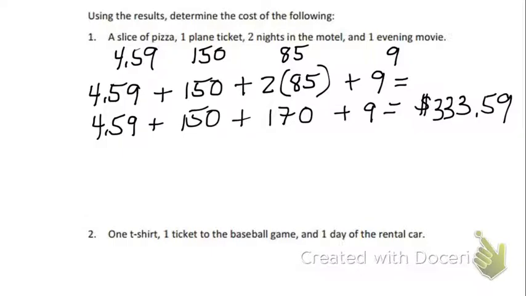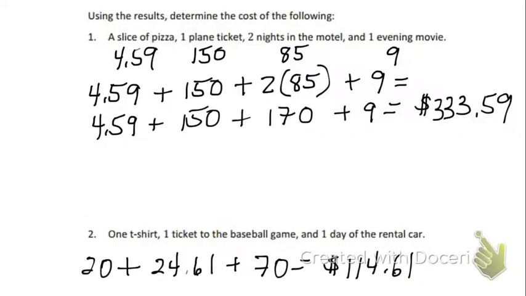Now that you've seen how to do this, would you go ahead and do number 2 to yourself and see what you come up with? Okay, that wasn't challenging at all. So again, 1 T-shirt, 1 ticket to a baseball game, 1 day of rental car. Pretty easy, just because everything's 1. 20 plus 24.61 plus 70 equals $114.61.